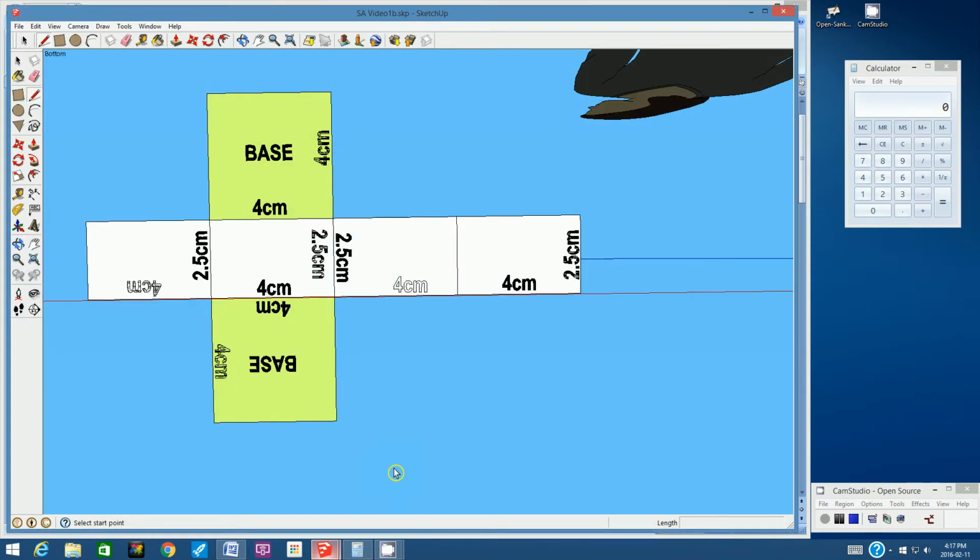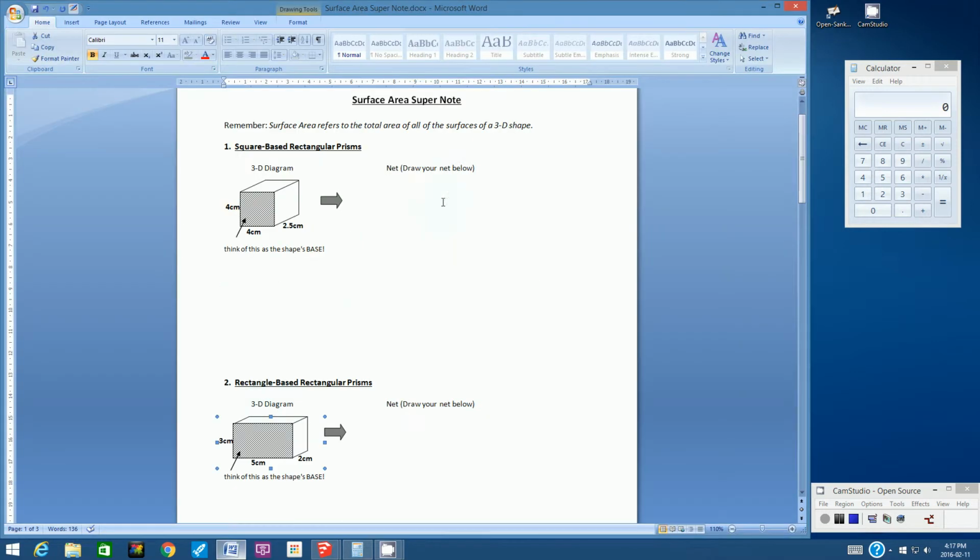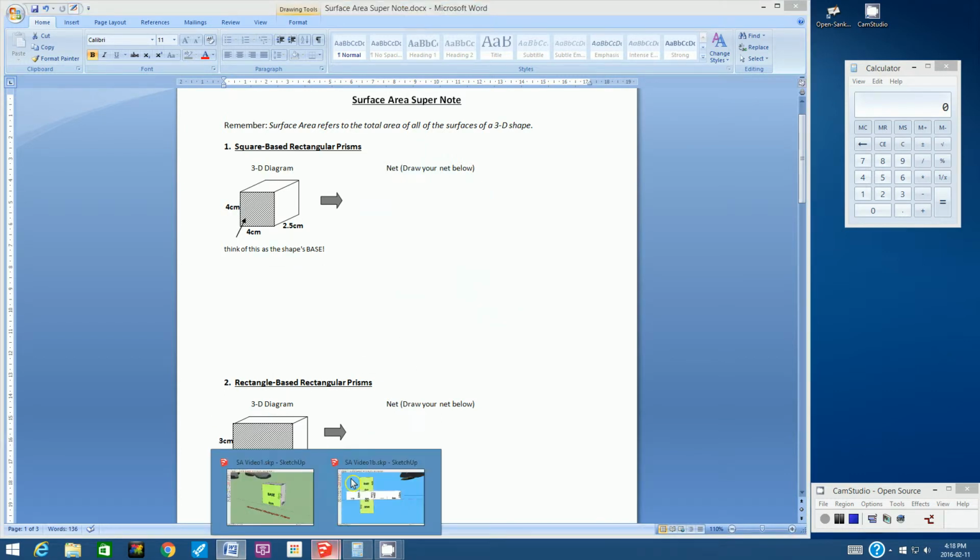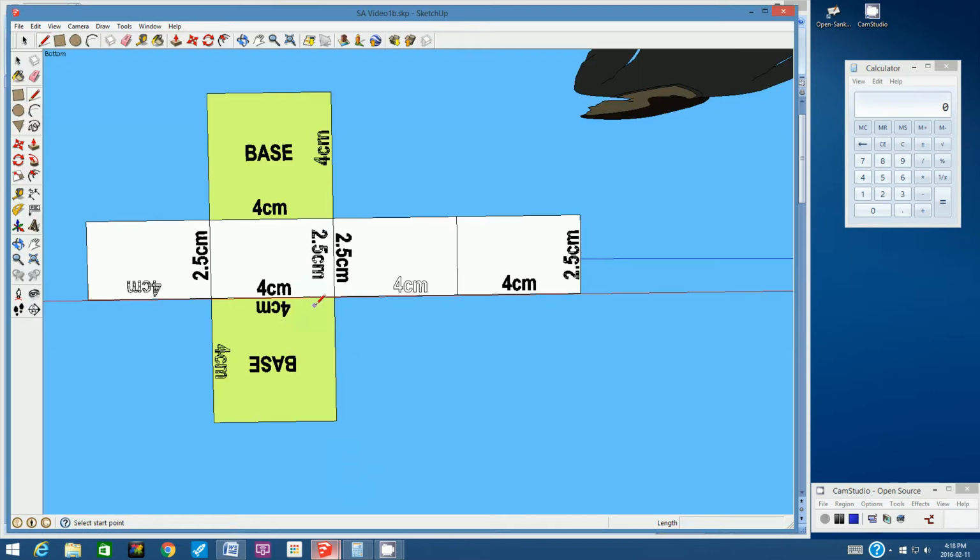Okay, so at this point, could you please draw a small diagram of this net in the space provided in your notes right here? But don't make it too large because we're going to need this area for our calculations. So press pause at this point, and then I want you to draw a rough diagram of this net, but make sure that you've included the measurements. The measurements are going to be very helpful when we go to calculate area. Okay, so press pause now.